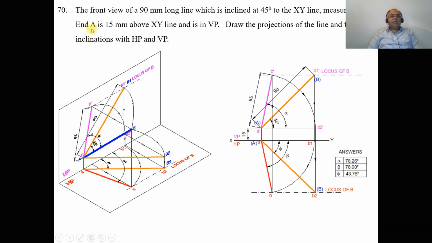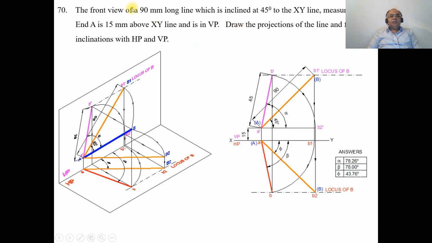So here, as it says, end A is 15 mm above the XY line and is in VP. When we look from the front view, we can see the distance of A, which is 15 mm above the XY line, and you mark this point as A dash, and also capital A. When you look from the top view, end A is in VP, so obviously that point will be on the XY line, so you can see that A is on the XY line.